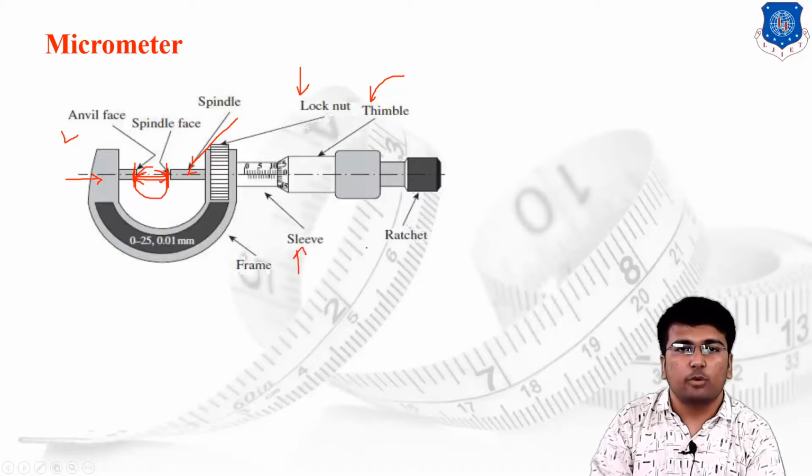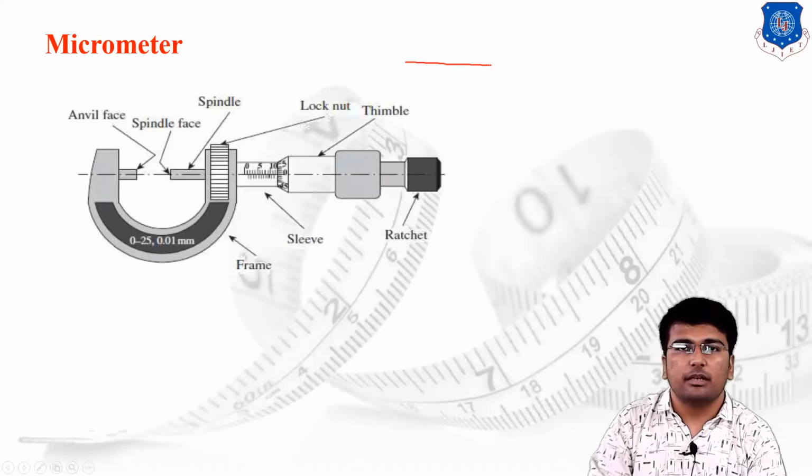On the thimble we are supposed to provide the auxiliary scale. The sleeve has been provided. The ratchet is provided to lock the vernier assembly with proper uniform pressure. The C frame has been provided on it. Now let us understand first of all how it will work.